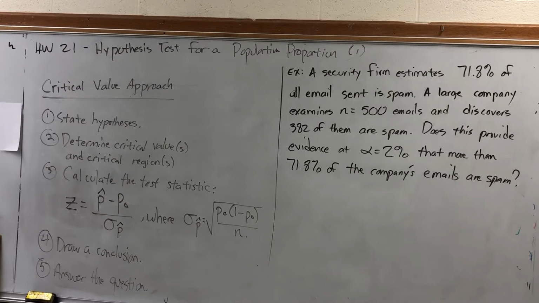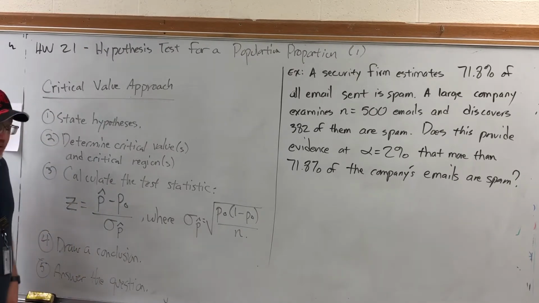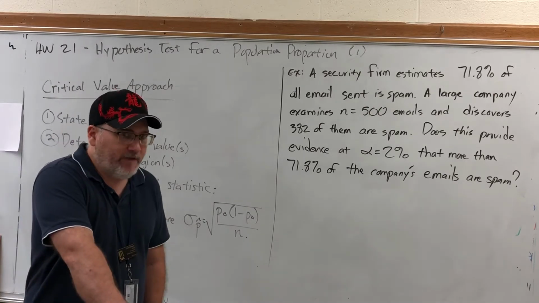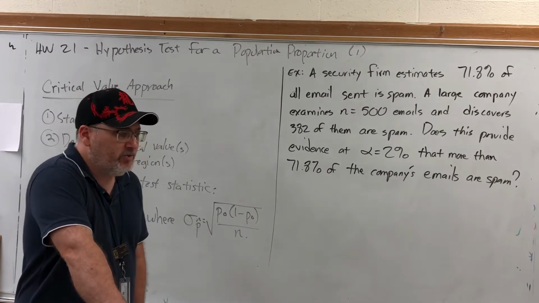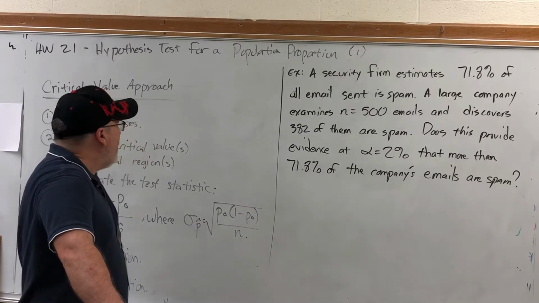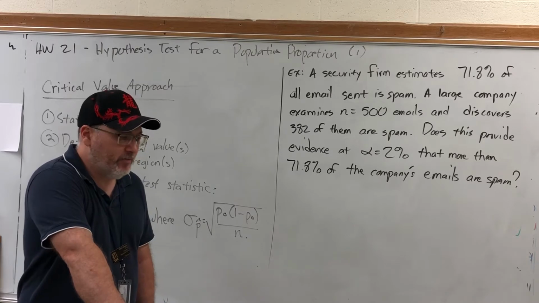In the previous series of videos, we learned how to test if a population mean was equal to a certain value, the null hypothesis, as opposed to its alternative hypothesis saying that the mean was not equal to, or greater than, or less than that value. We looked at two different approaches. We looked at the critical value approach and the p-value approach.